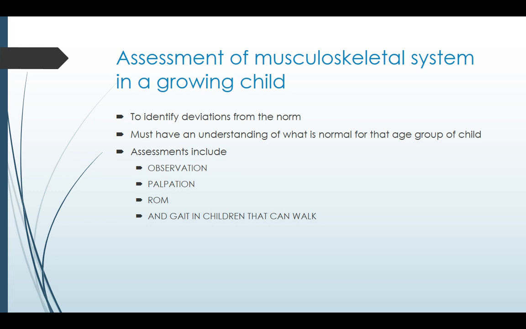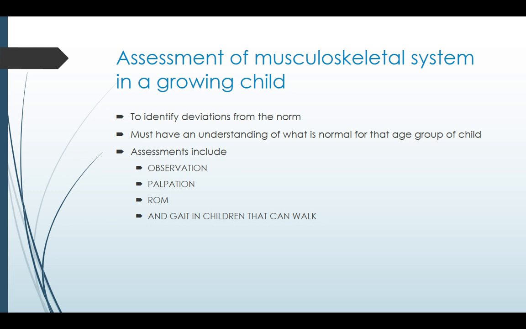Assessment of the musculoskeletal system in a growing child is to identify deviations from the norm. You must have an understanding of what is normal for that age group and child. Assessment includes observation, palpation, range of motion, and gait in children that can walk. The nurse must have a general understanding of what is normal for a growing child.